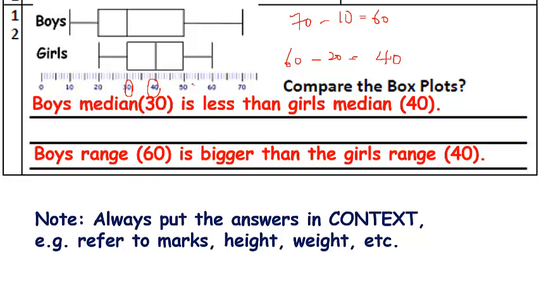As I said the last time, always put your answer in context. If they're talking about marks or heights or weights, make sure you actually put your answer in context. Sometimes there's a star next to this question. Make sure you're fine with it and you know how to do this. Okay, go on and try sheet C and sheet D before you check the answers, because they're very similar and they just test that you really do understand these.